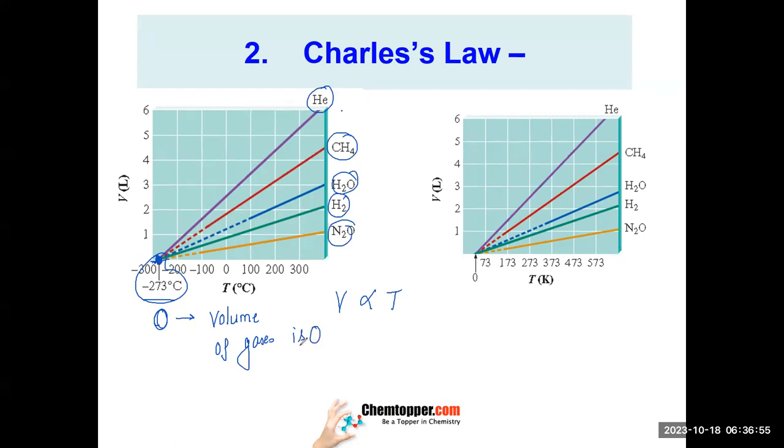Do you think gases can have zero volume? Nothing can have zero volume, right? Nothing can have zero volume. So it means they are not gases. It means at this temperature, gases do not exist. Can I say that? Gases do not exist at this temperature. Why? Because we cannot say that volume of gases is zero.